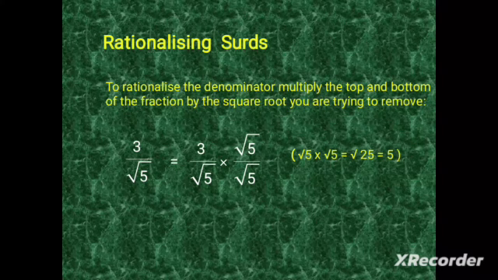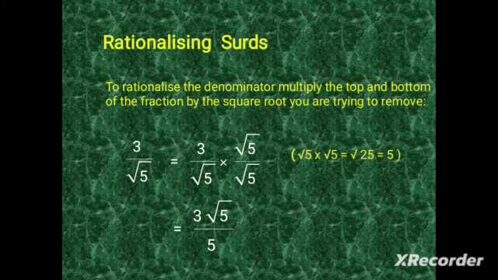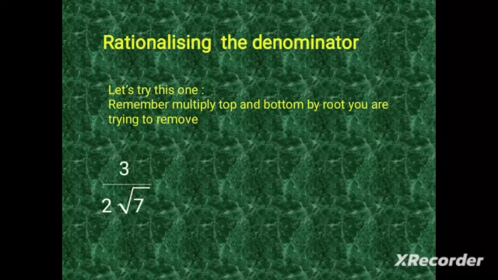And now to finalize on this, the numerator will get us 3 root 5 over the denominator, which is 5. And that is our simplified surd, and it is rationalized. The denominator has been rationalized, and you can see it is not a surd. The denominator is not a surd. Okay, another example, number 2, 3 over 2 root 7.